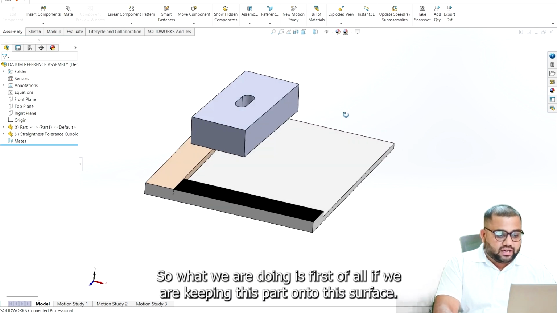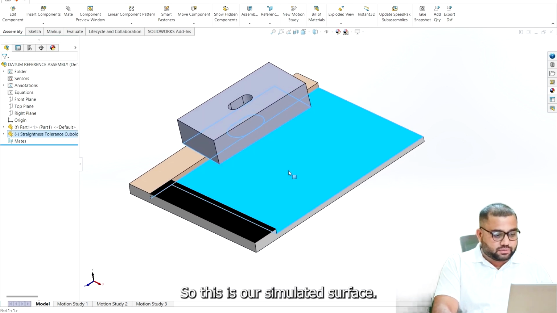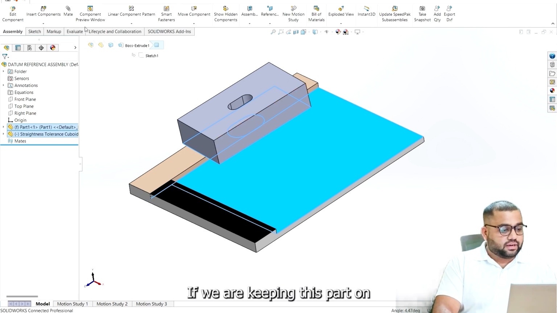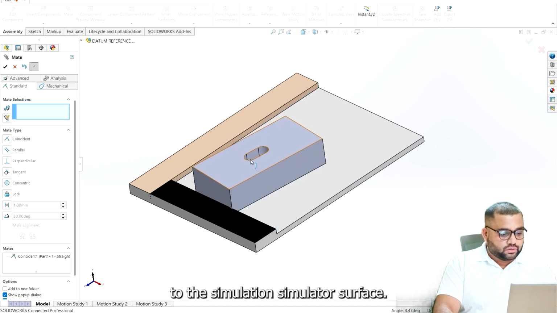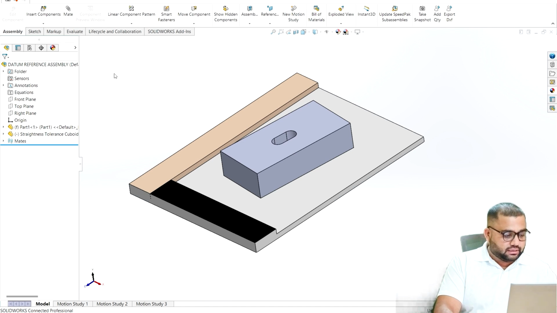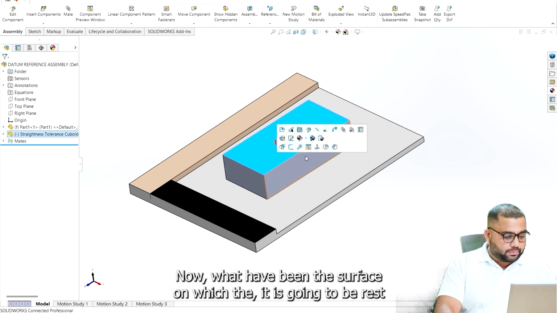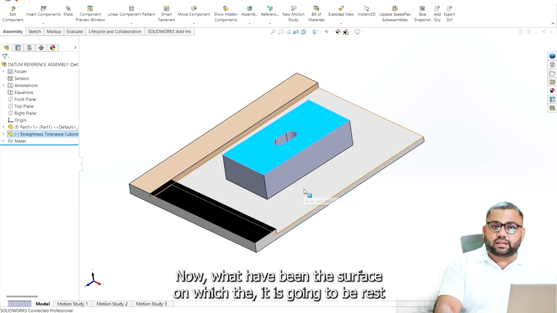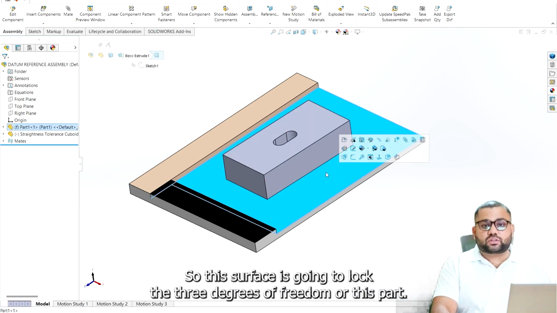What we are doing is, first of all, we are keeping this part onto this surface, so this is a simulator surface. If we are keeping this part onto the simulator surface, what is going to happen? We have already understood this concept. The part is going to rest on this surface, so this surface is going to lock 3 degrees of freedom of this part.